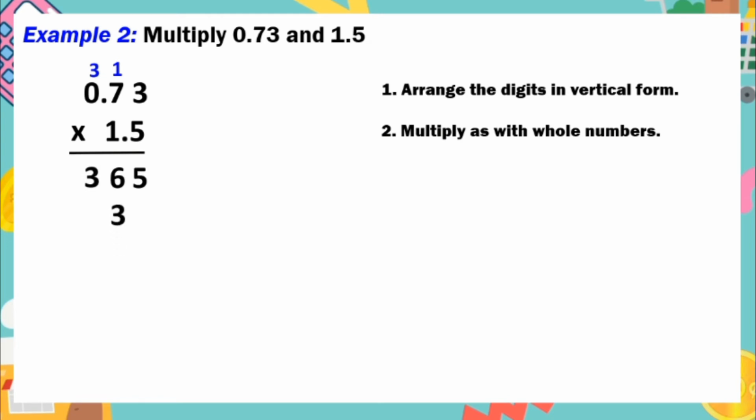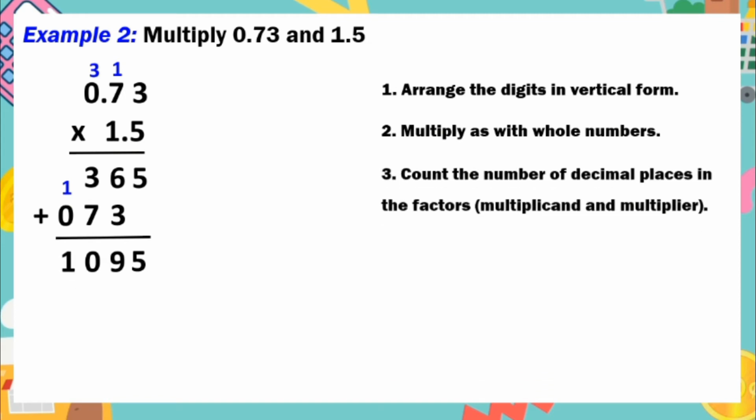Then we have 3 times 1 equals 3. And 7 times 1 equals 7. Then 0 times 1 equals 0. Then add. So bring down 5. Then 6 plus 3 equals 9. 3 plus 7 equals 10. So 0. Carry 1. Then 1 plus 0 equals 1.